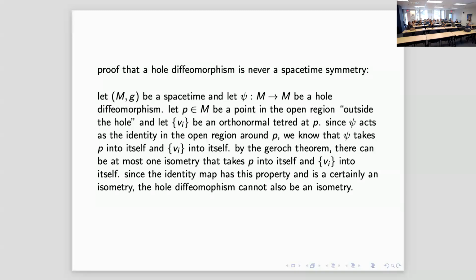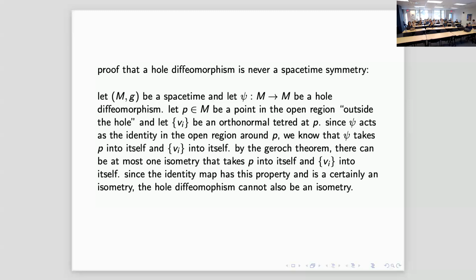Okay? So given that result, the proof that a hole diffeomorphism is never a spacetime symmetry goes as follows. Let (M, g) be a spacetime and let psi be a hole diffeomorphism. Let P be any point in the open region around the hole, outside the hole. So this is the region where the diffeomorphism is acting as the identity. And let V be any orthonormal tetrad at P.